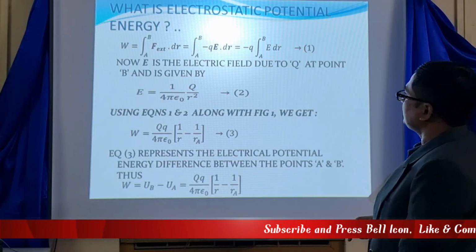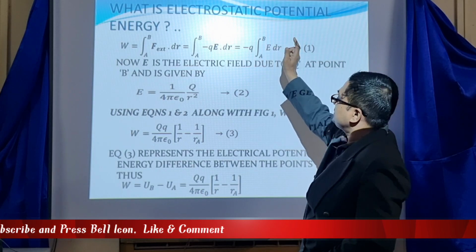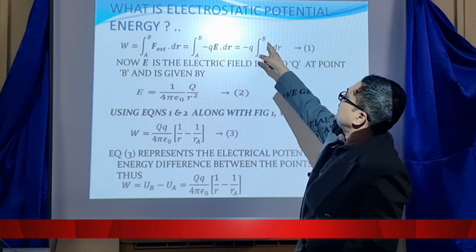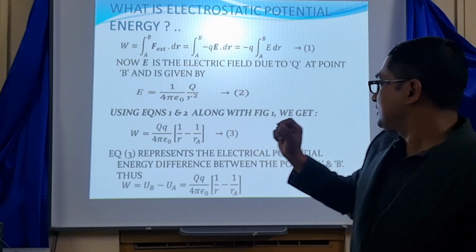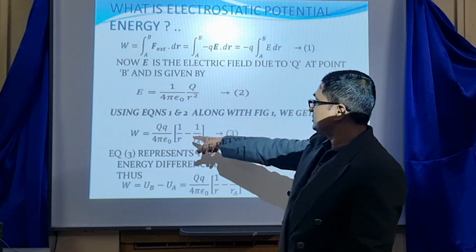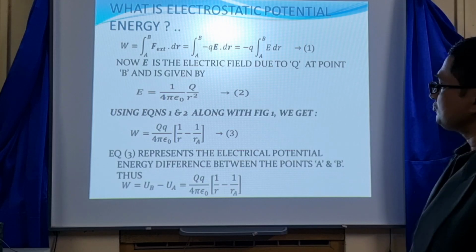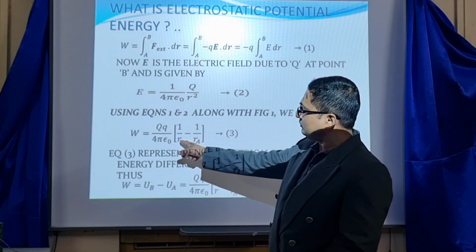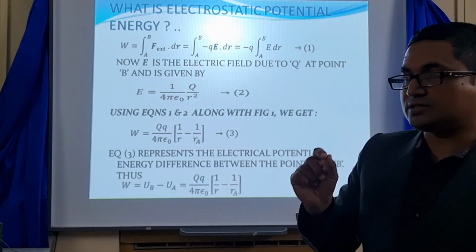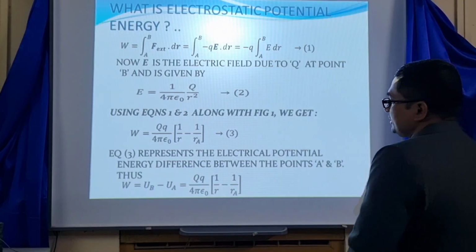Using equation 2 in equation 1, and since A and B simply represent distances as in figure 1, A is actually r_A and B is the distance r. Doing the integration, we find that W is equal to capital Q small q divided by 4 pi epsilon naught, times (1 by r minus 1 by r_A). Here r is the distance of point B and r_A is the distance of point A from the second source, capital Q. Remember that capital Q is the source whose electric field we are considering.